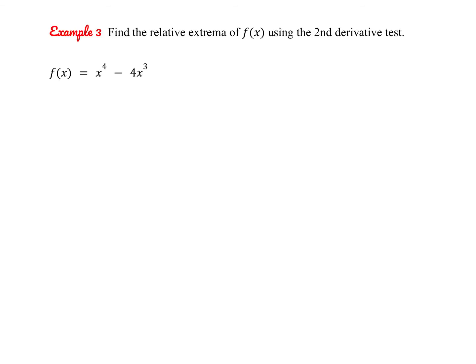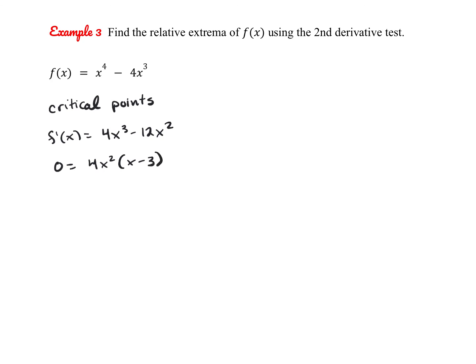All right, let's give this last one a try together. Here we're going to try to find the relative extrema using our second derivative test. But first we need to find those critical points, which is where our first derivative is equal to 0. So we'll start by finding our first derivative and setting that equal to 0. So we have 4x squared times (x minus 3). So our critical points are at x equals 0 and x equals 3.